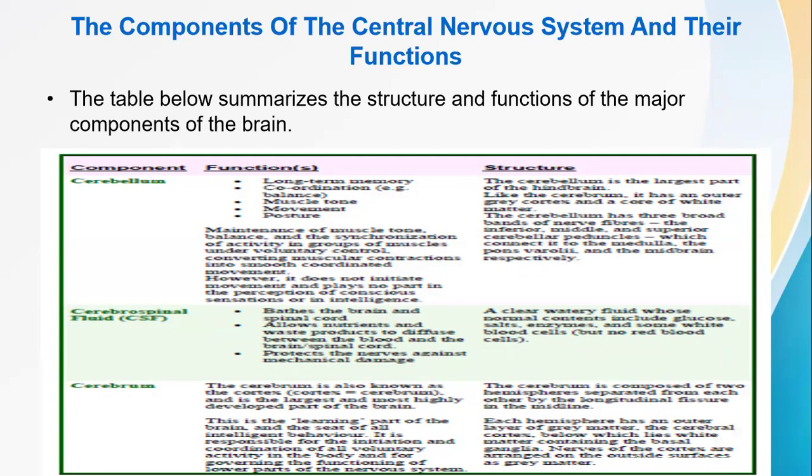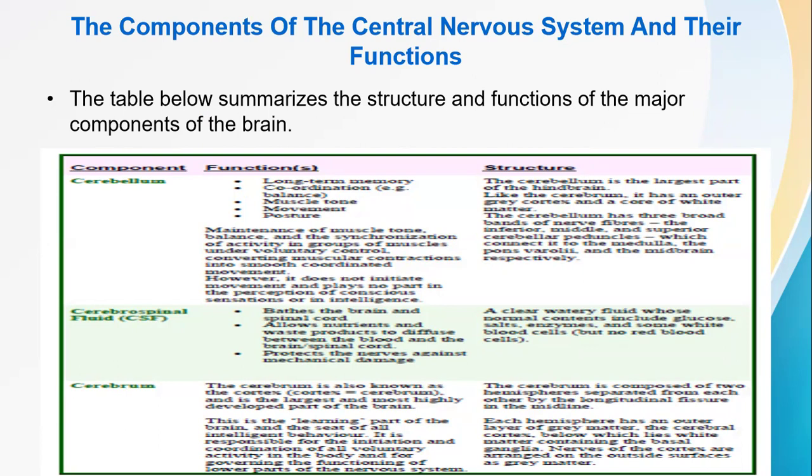So we'll be discussing them within a table. Now, the table below summarizes the structure and the functions of the major components of the brain. So here is our table, with the component, the functions, and then the structure of the given component of the brain. The first one is the cerebellum.